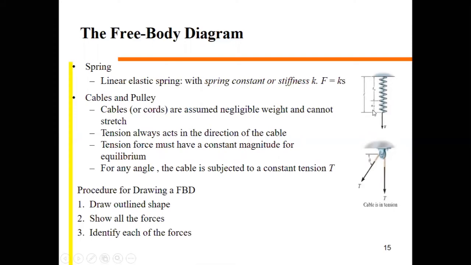Cables and pulleys are examples for free body diagrams. Cables are assumed to have negligible weight and cannot stretch. Tension always acts in the direction of the cable. For example, this. The tension force must have a constant magnitude for equilibrium. For any angle, the cable is subjected to a constant tension.